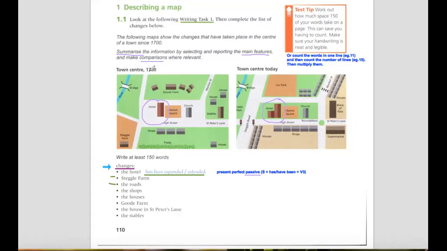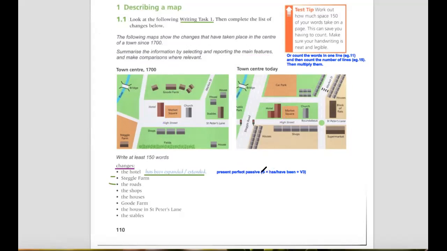So this is what we're talking about here, the past until the present time. So what's happened in the past until today. So this is why we're using a present perfect tense. Okay, and we're using it in passive again to show that we're describing something. So let's have a look at this structure in more detail.